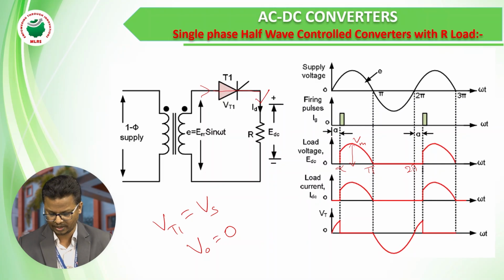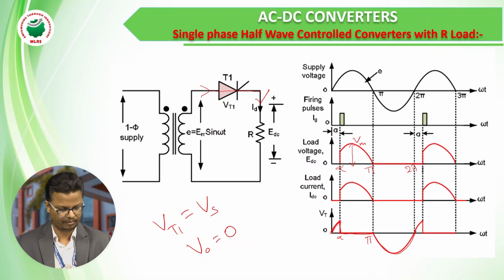So we can observe here across the VT1, at alpha we give a triggered pulse. When we give a triggered pulse, the voltage across the thyristor is 0. If you see here in the characteristics, from alpha to pi, VT1 equals 0. From pi, the negative half cycle begins, so that at VT1 we will get the negative voltage. That negative voltage can be observed here.